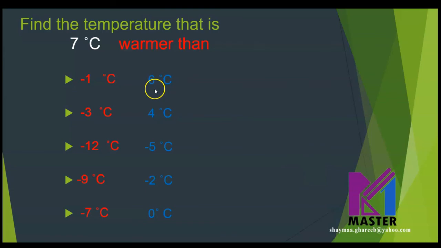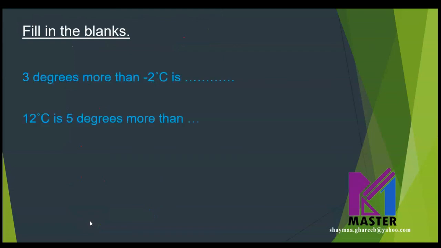Okay, so 6 is 7 degrees warmer, or higher, than negative 1. And 4 is 7 degrees higher than negative 3. And negative 2 is 7 degrees higher than negative 9. And of course, 0 is 7 degrees higher than negative 7. Is this clear? Now, let's fill in the blanks.